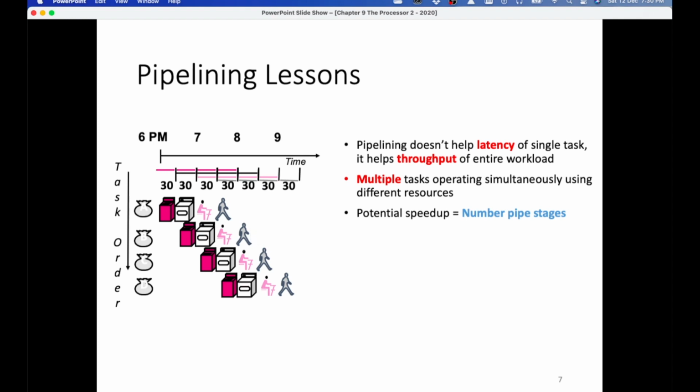In this example we only have 4 students, but let's say we have about 100 students, then the speedup between non-pipeline and pipeline is about 4 times.